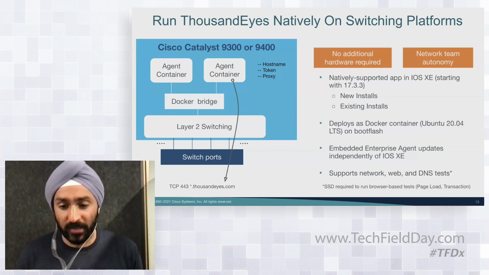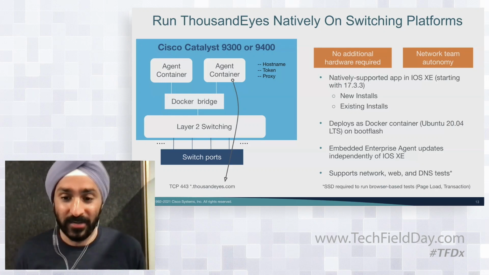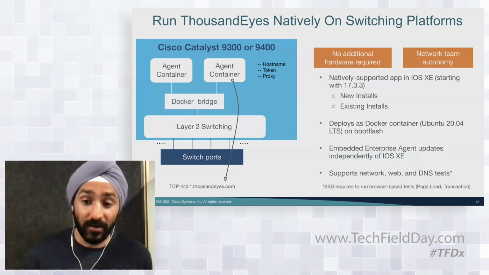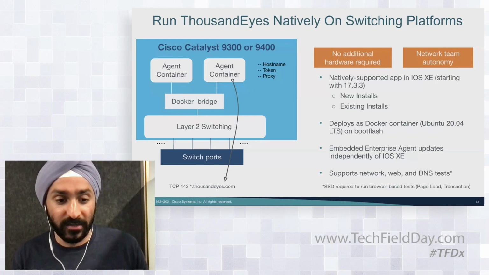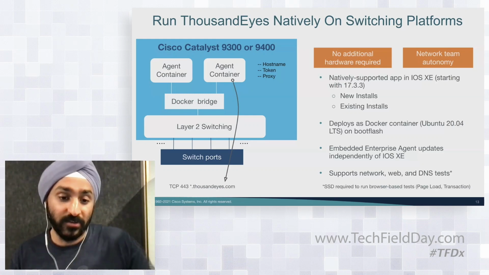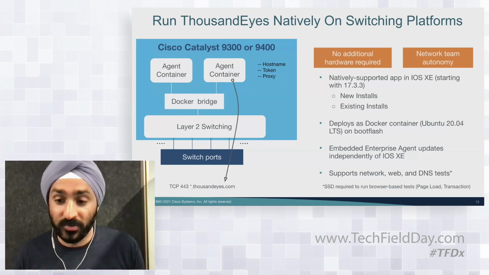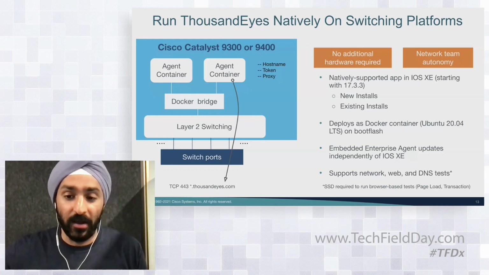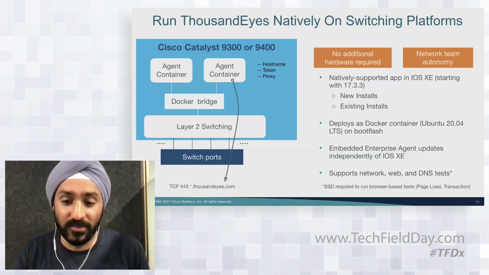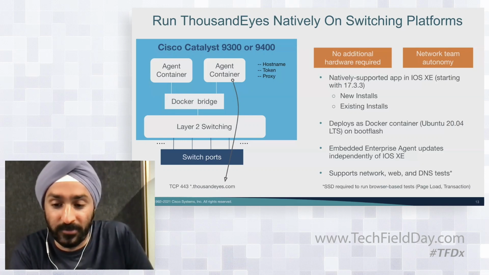For a certain set of customers, there's also the need to proxy connectivity out to ThousandEyes, and there's embedded capability to proxy its connectivity out to ThousandEyes, as well as using proxies for testing to SaaS applications across your enterprise branch and data center networks.